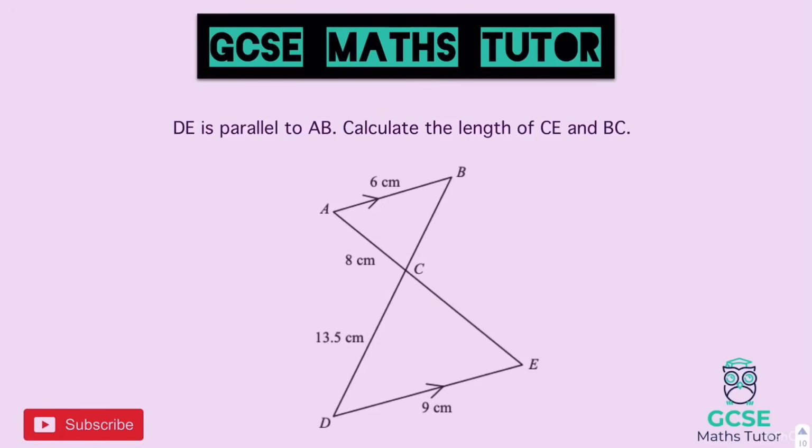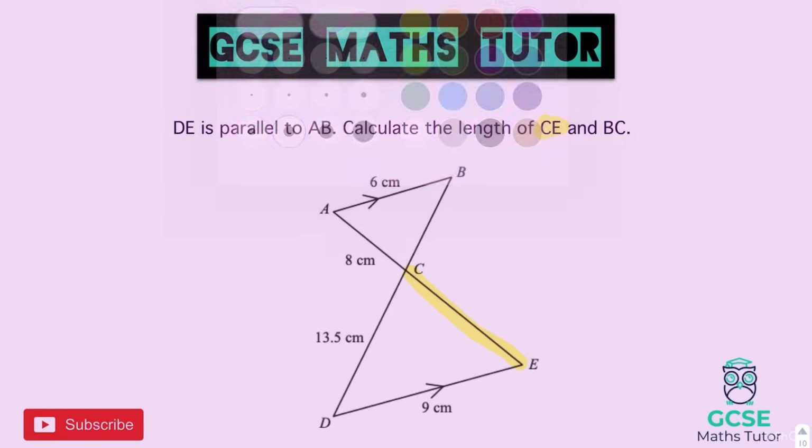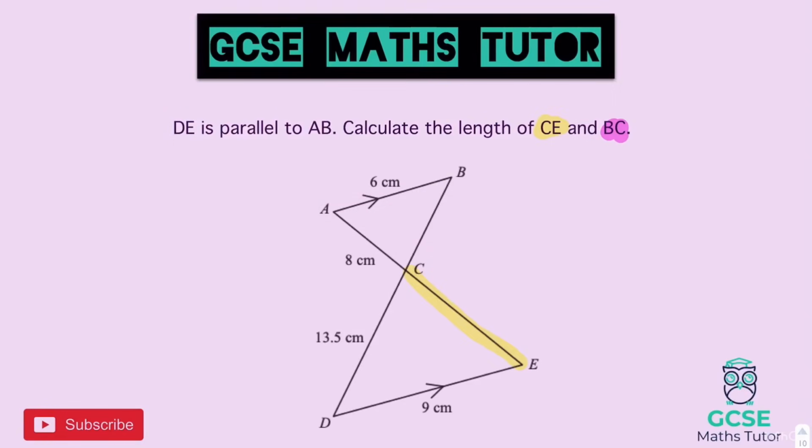So here it is, the last question you're going to have a go at. It says DE is parallel to AB. Calculate the length of CE and BC. CE being this one here, and if we highlight the other one, BC being this one here. So they're the two that you're going to have a look at. I'm just going to get rid of those. But there's your question. Have a go. Pause the video there. We'll go over the answers in a sec.